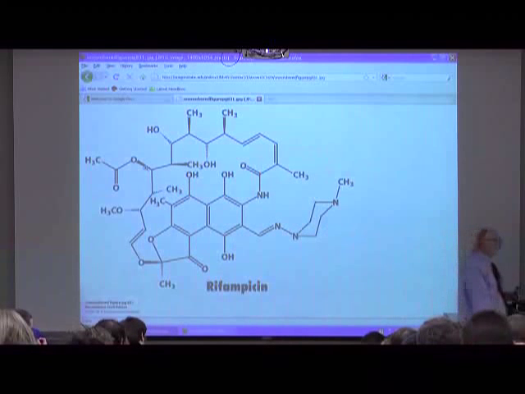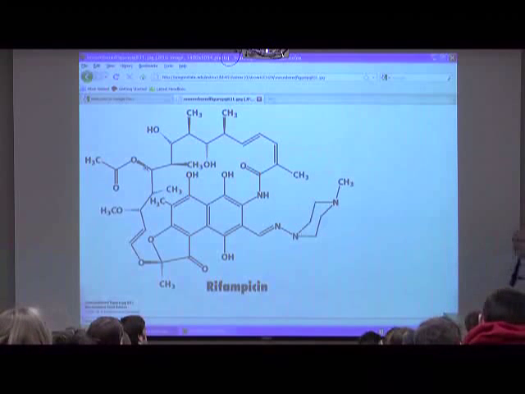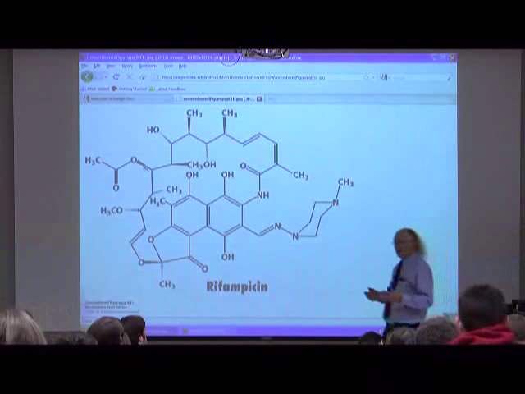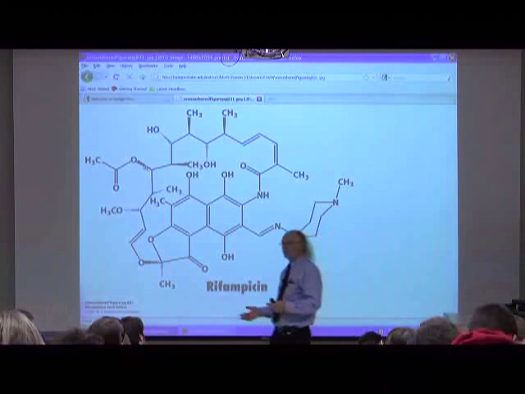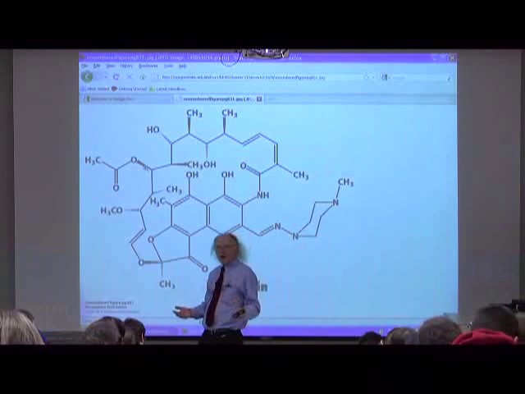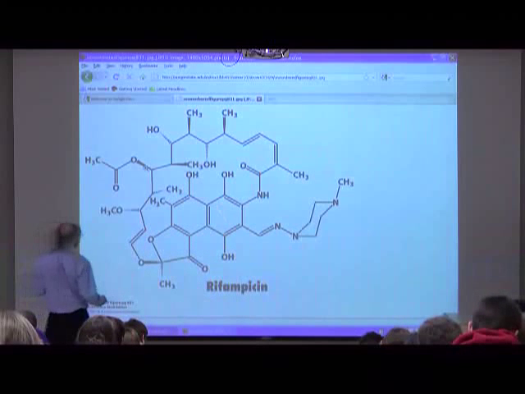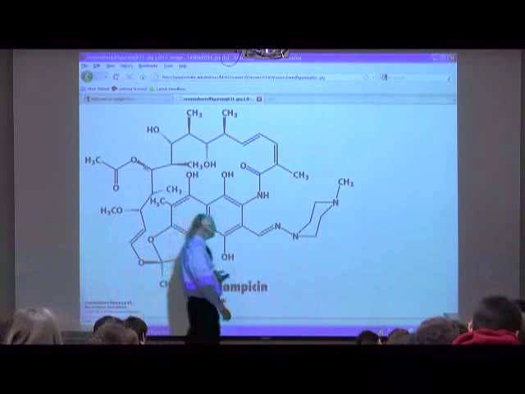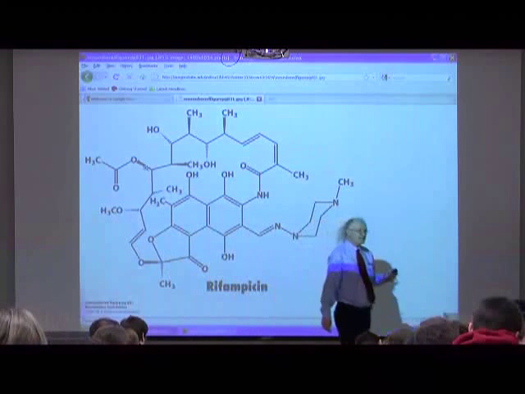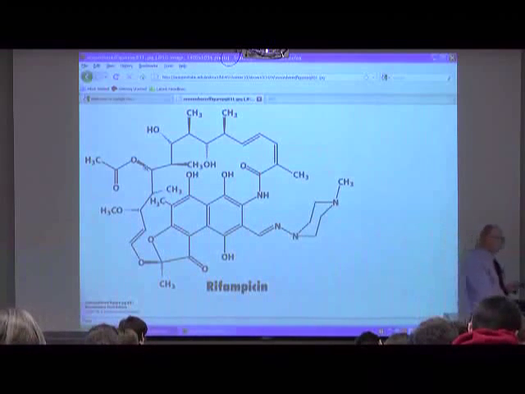So if we stop transcription, we can kill a cell. And that may have very useful purposes for the purpose of, say, killing bacteria. If we can find drugs that stop transcription in bacteria but don't affect our transcription, then we just made an antibiotic that's very, very useful for us. And one of those antibiotics is shown on the screen right here. It's called rifampicin. Rifampicin binds to the alpha subunits of RNA polymerase.